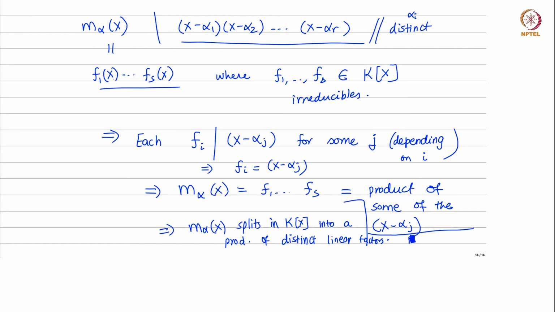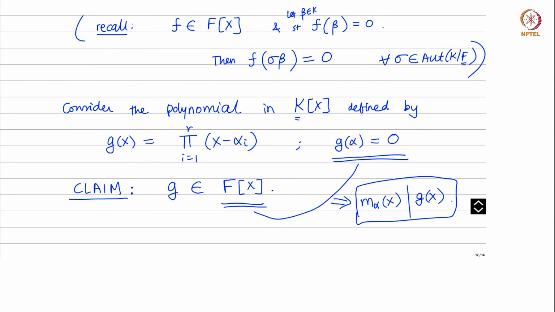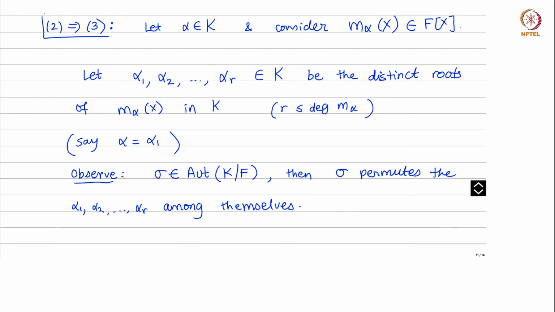I mean, this is really 2 implies 3, right? So that's what we set out to prove. We wanted to show that each m alpha of x splits as a product of distinct linear factors. Okay, so that's a somewhat interesting argument again. We start with what looks a priori like a strange assumption, or at least a weaker assumption, that the automorphism group of automorphisms of k has f as its fixed field. And that's actually enough to show that the extension is both normal and separable. It's a rather remarkable statement.